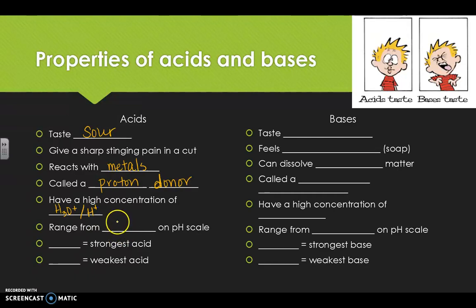And the range on the pH scale goes from about 0 to 6, give or take. You can go higher than that if you wanted to say 7, but 7 is pretty neutral, so 0 to 6. If you have a pH of 0 or 1, it's going to be the strongest acid, and then our weakest acid would be around a pH of 6.